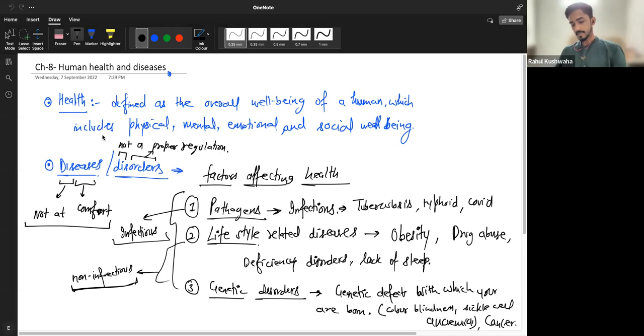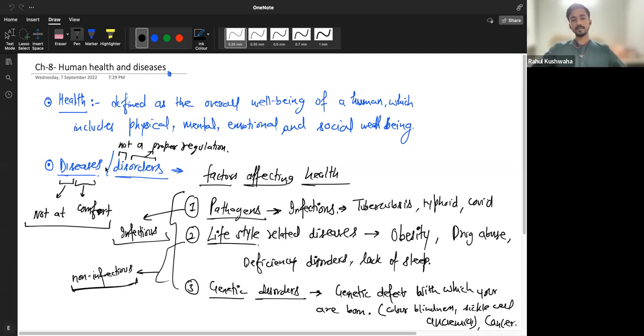So in the last class, we just started with this chapter, which is human health and diseases. In this chapter, we have to read about certain diseases and the fundamental basis, the biological basis for those diseases. Before going forward to diseases, we discussed what is health, right? So we defined what is health, and health is defined as the overall well-being of any human, which includes physical, mental, emotional, and social well-being. So the organism or the human has to be well from all aspects.